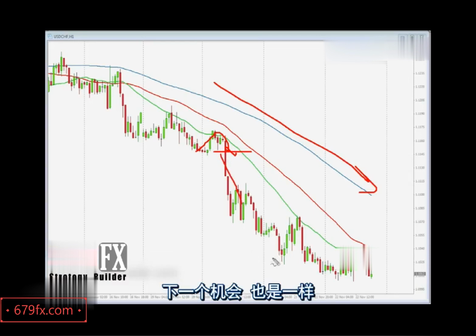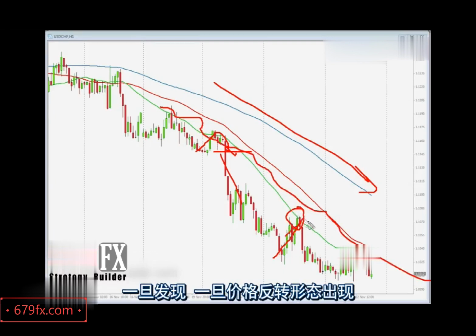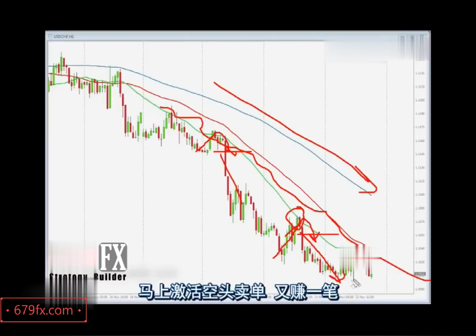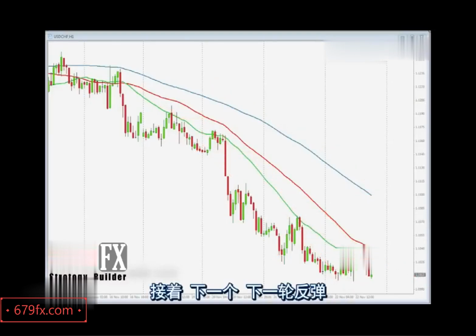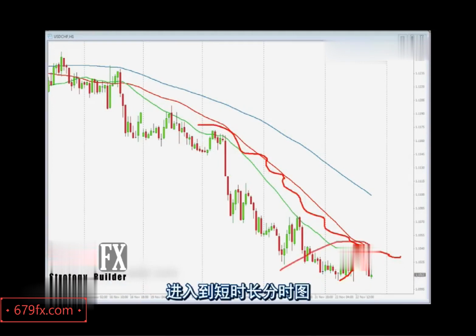Next opportunity, same thing: retracement up to the dynamic area of resistance. Search for a reversal formation. If I do see a reversal formation, if we do get a bounce down from here, write it down. Next swing up, next pullback, same thing: pullback to the dynamic area of resistance. Zoom into the short time frames, search for a reversal formation. Do I see that reversal formation? Do I see a bounce down off that level? Enter short. Bang, new swing down.